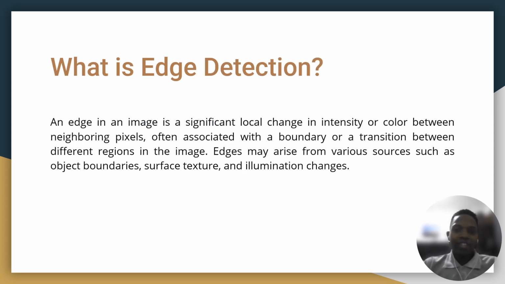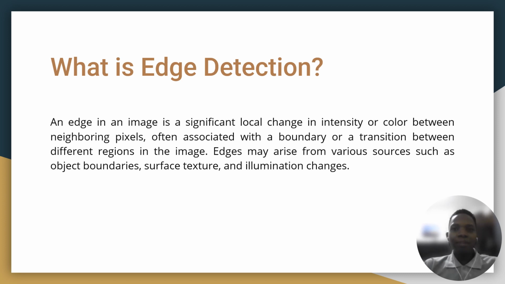So what is edge detection in particular? We can start by defining what an edge in itself is. In computer vision, an edge in an image is a significant local change in intensity or color between neighboring pixels, and this is often associated with a boundary or a transition between different regions in an image. Edges may arise from various sources such as object boundaries, surface texture, and illumination changes.